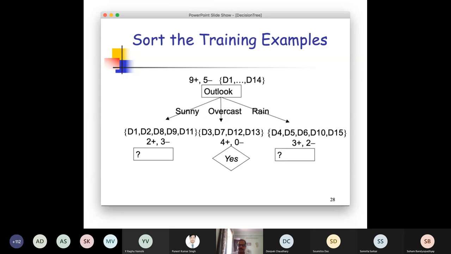If you compute the entropy, it would be 0. So we should label this node because it's pure. We label this node with the label of those samples, which is yes here. So you should label it yes.